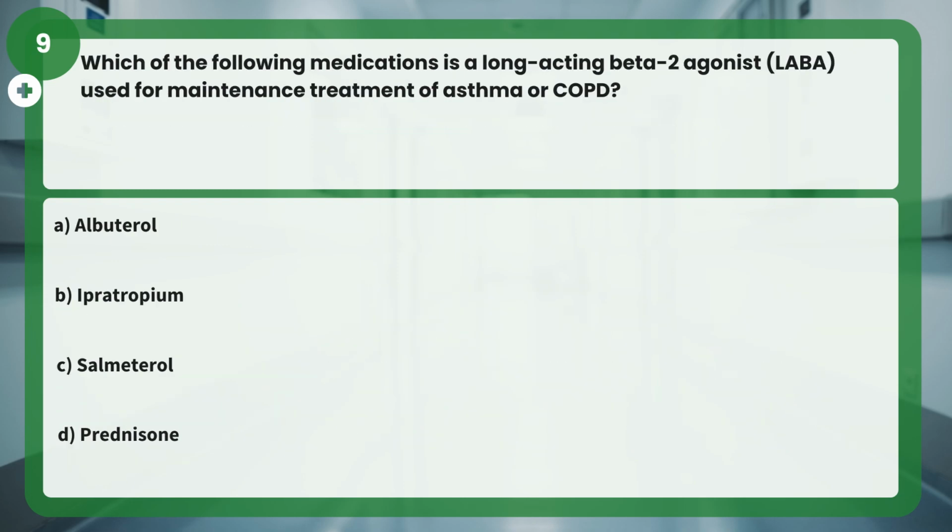Question 9. Which of the following medications is a long-acting beta-2 agonist, LABA, used for maintenance treatment of asthma or COPD? A. Albuterol. B. Ipratropium. C. Salmeterol. D. Prednisone.